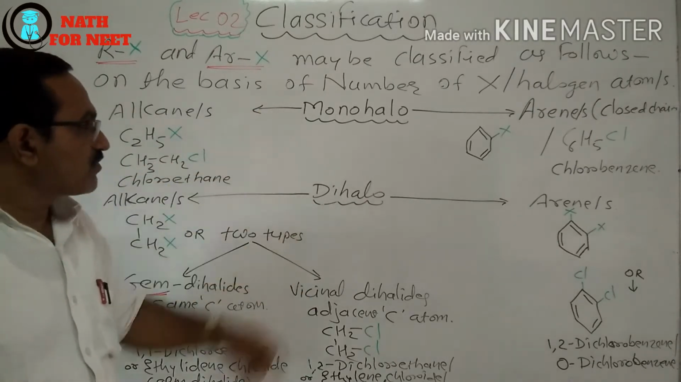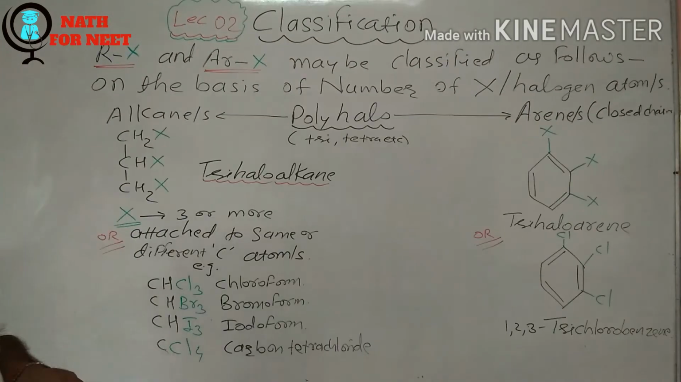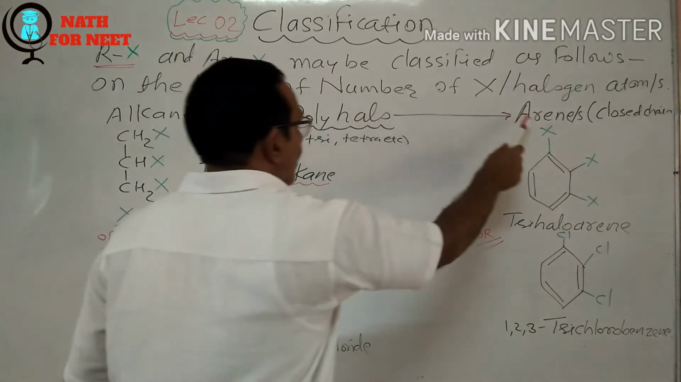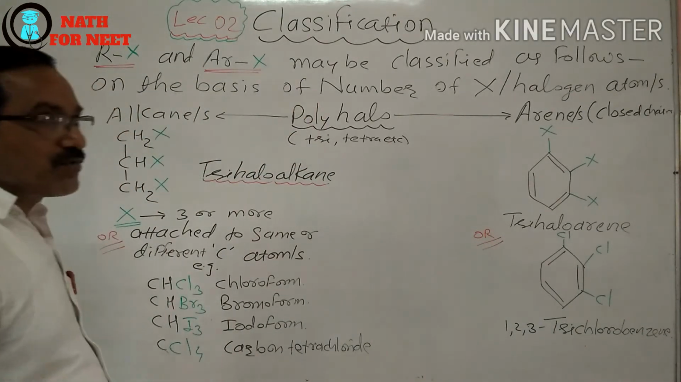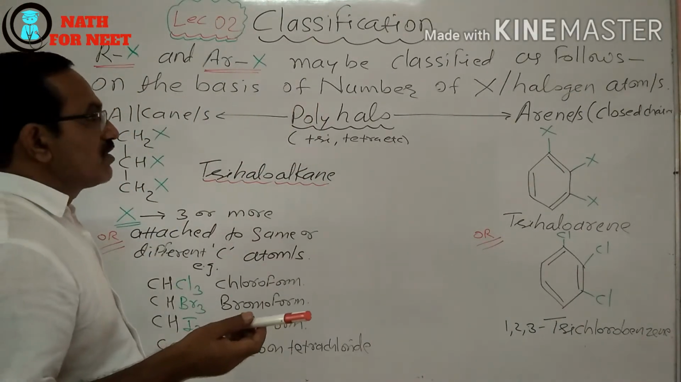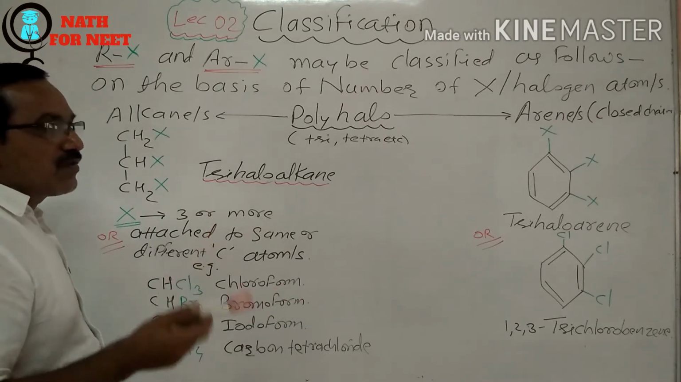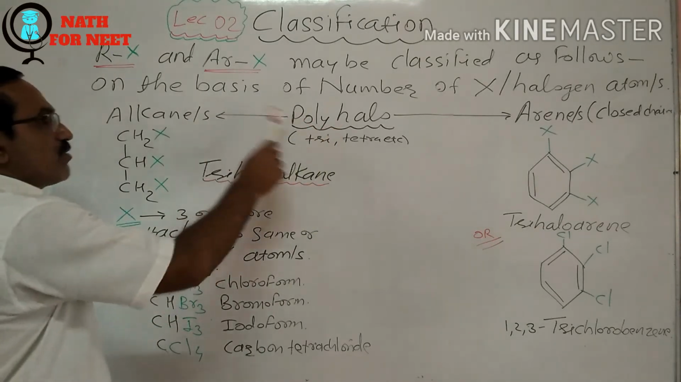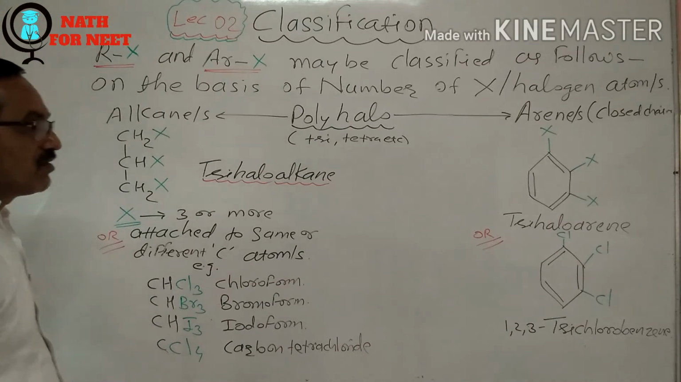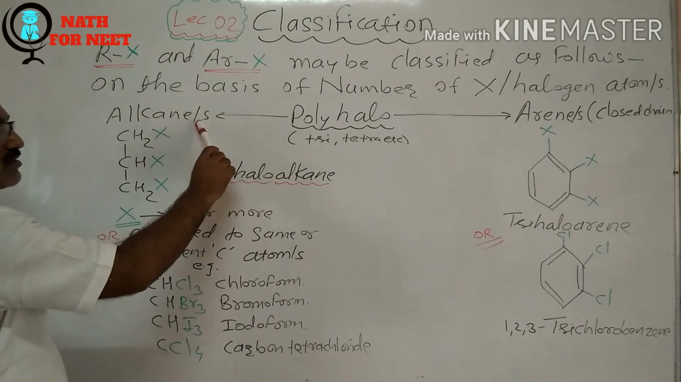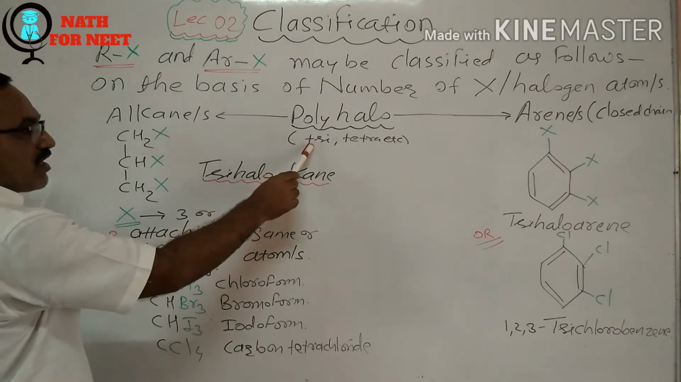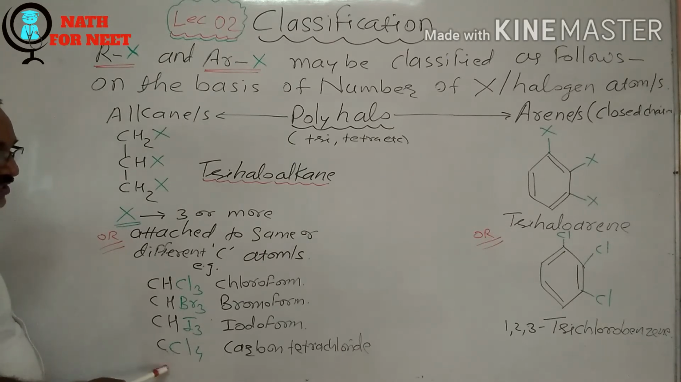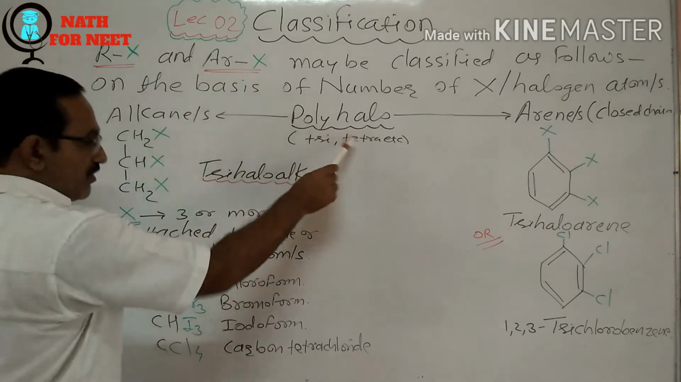And the next is the polyhaloalkanes and polyhaloarenes. So after knowing the monohaloarenes, then the dihaloalkanes and dihaloarenes, the next group is the polyhaloalkanes and polyhaloarenes. See here, these polyhaloalkanes are available in two forms, in tri as well as tetra forms. So see here, this is carbon tetrachloride. This is the polyhaloalkane in tetra form.